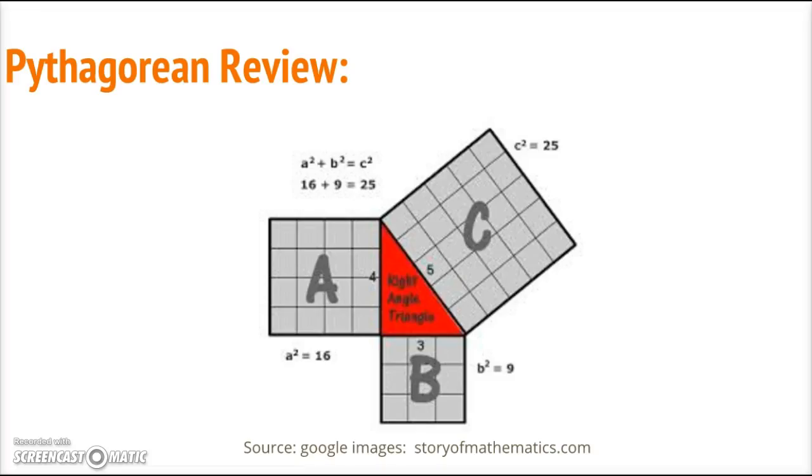As you recall, for all right triangles, side A squared plus side B squared equals C squared. C is always the hypotenuse in a right triangle. This diagram illustrates how, for side A, 4 squared equals 16 square units, and for side B, 3 squared equals 9 square units. Add 16 square units to 9 square units, and the result is 25 square units.